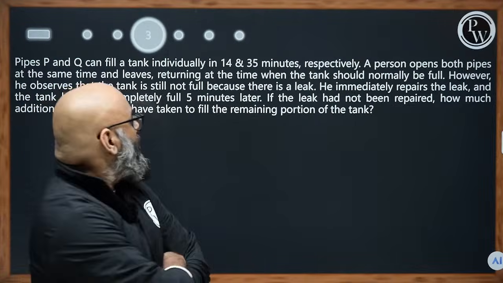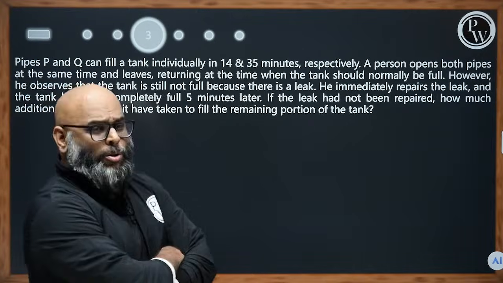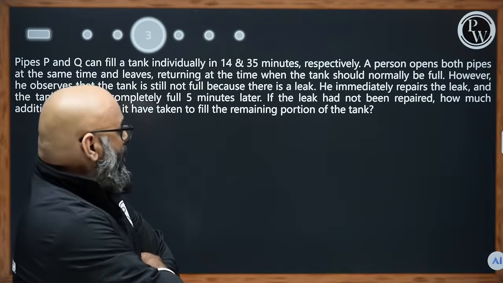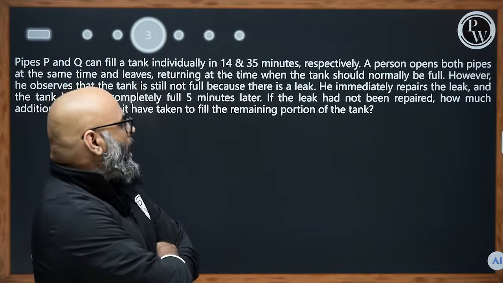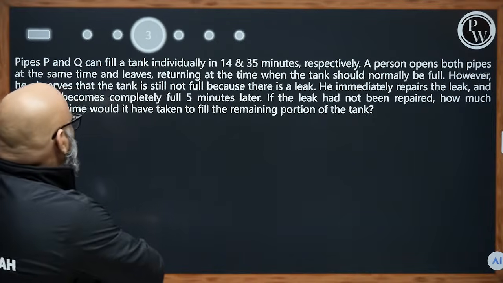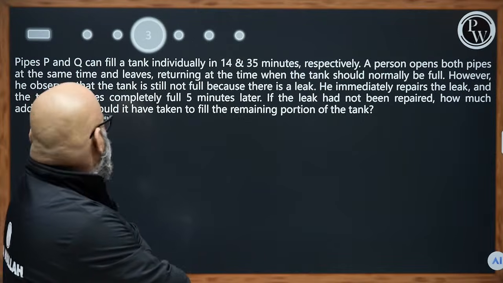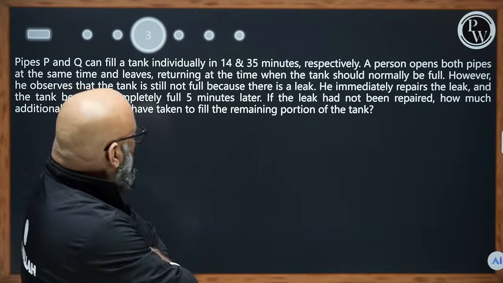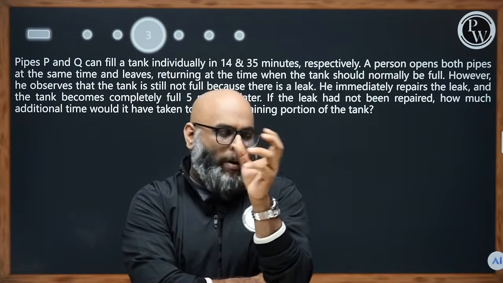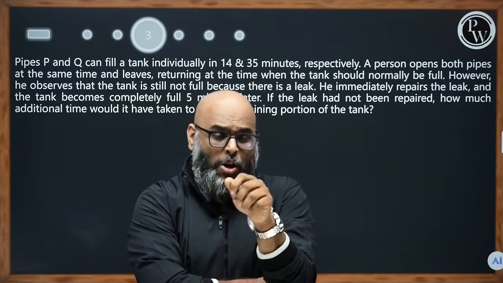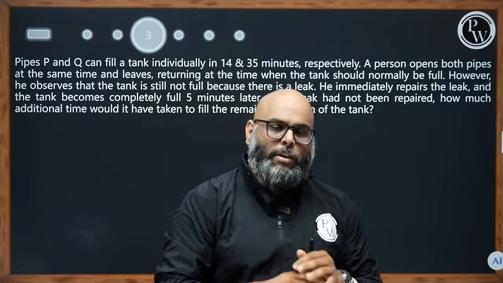Interesting. Let me poke around it. Pipes P and Q can fill a tank individually in 14 and 35 minutes respectively. A person opens both pipes at the same time and leaves, returning at the time when the tank should normally be full. However, he observes that the tank is still not full because there is a leak. He immediately repairs the leak and the tank becomes completely full 5 minutes later. So, there's a tank that can be filled by two pipes in 14 and 35 minutes respectively. He opens both the pipes. He does a calculation and says, okay, at this time the tank should be full.